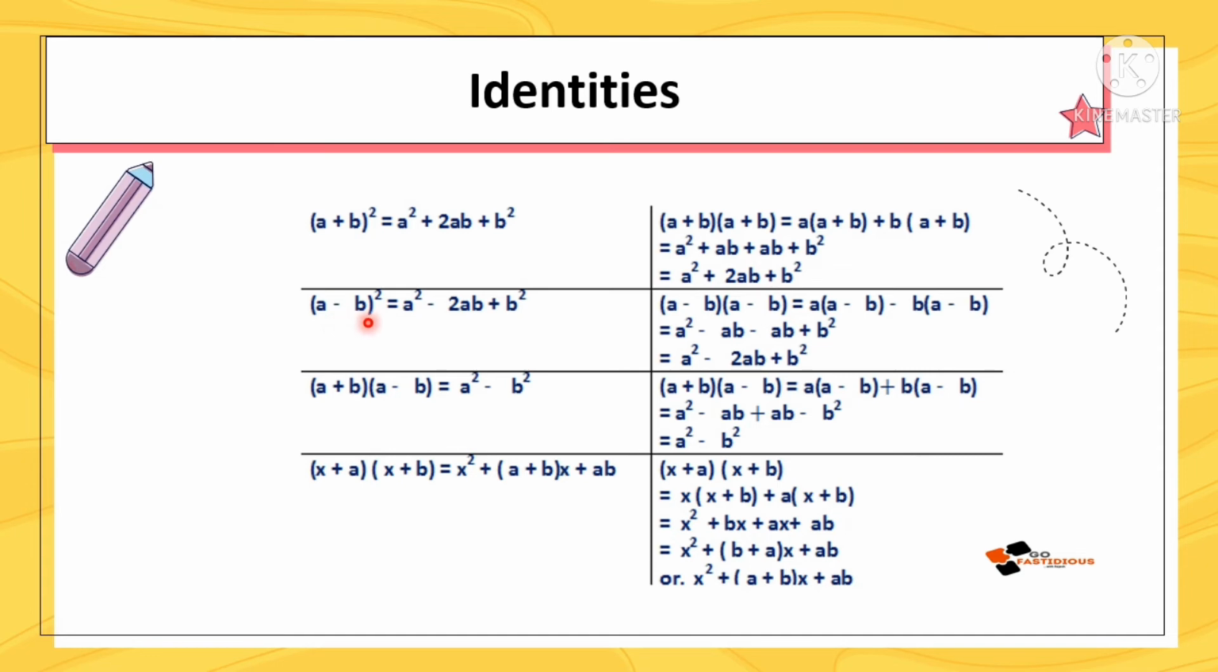In the same way, a minus b whole square can be written as 2 times a minus b. Again, the product of binomial by binomial. First a will multiply it by a minus b, then minus b will multiply it by a minus b. So a into a square, then a into b, ab with negative sign, b into a is ba or ab with negative sign, and b into b square, minus minus plus. A square as it is, minus ab minus ab is minus 2ab, right, and plus b square as it is. So we have the formula of a minus b whole square, a square minus 2ab plus b square.